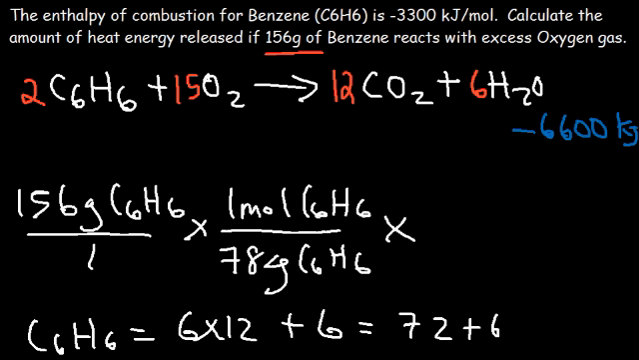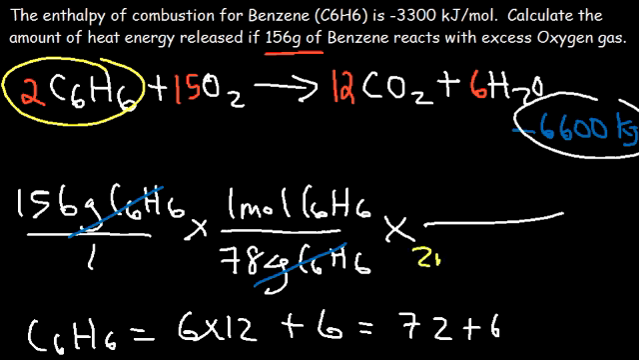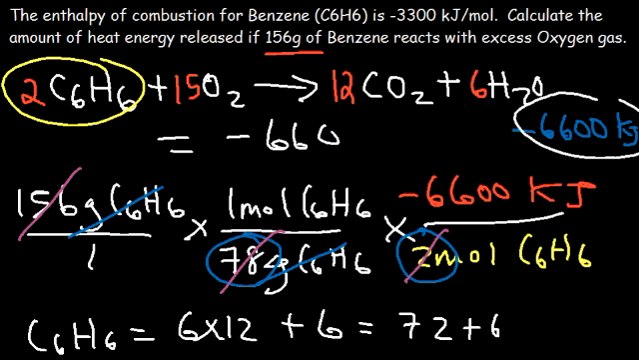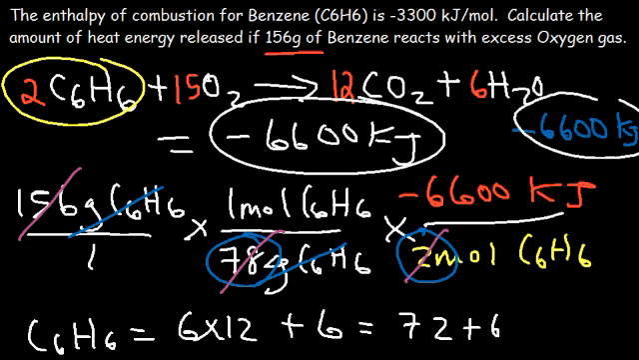Now we can convert from moles to kilojoules using this number. So for every 2 moles of benzene that reacts, 6600 kilojoules of heat energy will be released. So it turns out that 78 times 2 is 156. So these numbers will cancel with the 156 on the top. So the final answer for this problem is simply negative 6600 kilojoules of heat energy. That's how much energy is going to be released in this reaction.